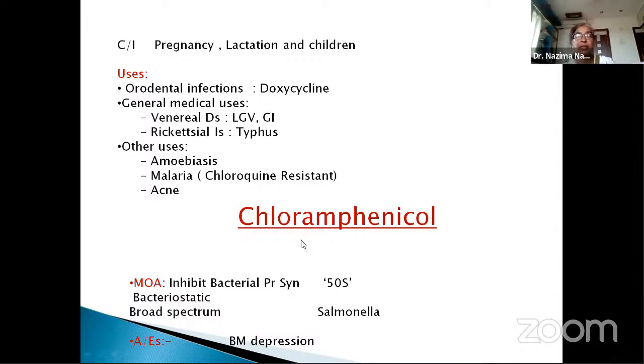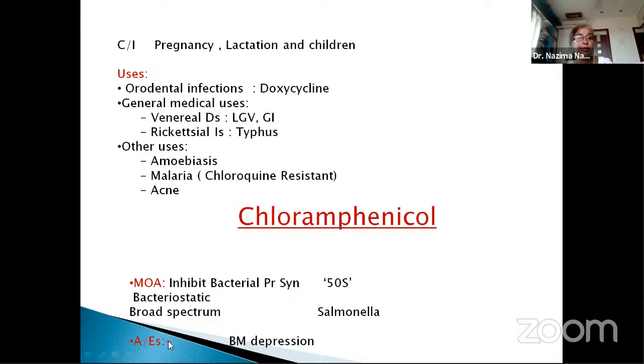Chloramphenicol is again classified under the broad spectrum antibiotics because it acts on a large group of organisms. The mechanism is again similar to the tetracyclines. It acts by inhibiting bacterial protein synthesis by binding to the 50S ribosomal subunit. It has a bacteriostatic action just like tetracyclines. However, it mainly acts on the Salmonella group of organisms.